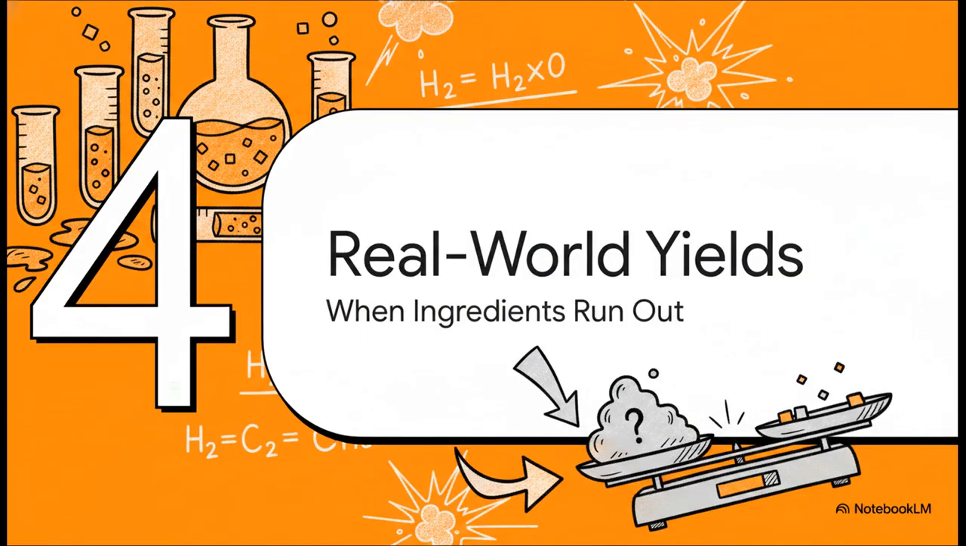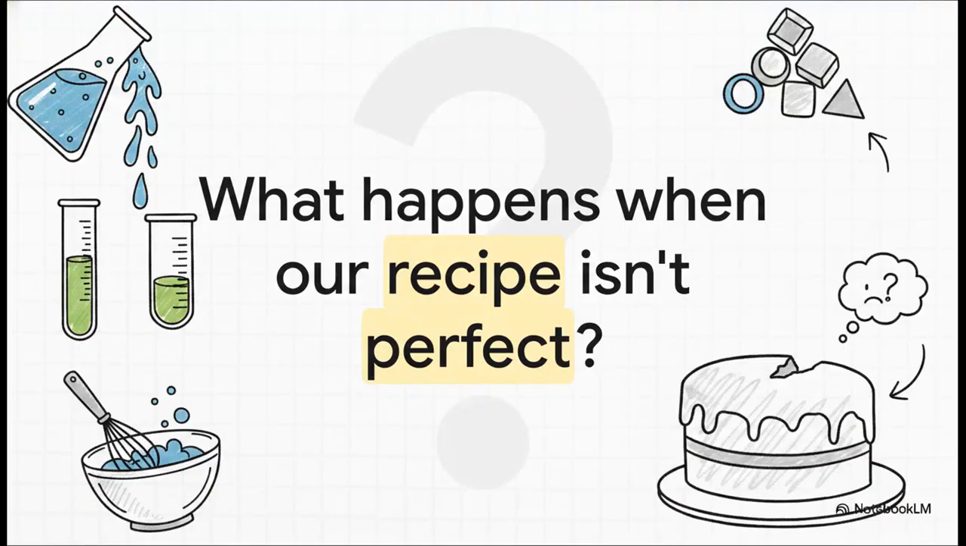Section 4. Real-world reaction yields. What happens when ingredients run out? Well, here is where we hit reality. In a real lab, we almost never have perfectly stoichiometric, exact amounts of every single ingredient. So what actually happens to our chemical reaction when our recipe isn't perfect? Like, what happens when one ingredient runs out way before the others do?